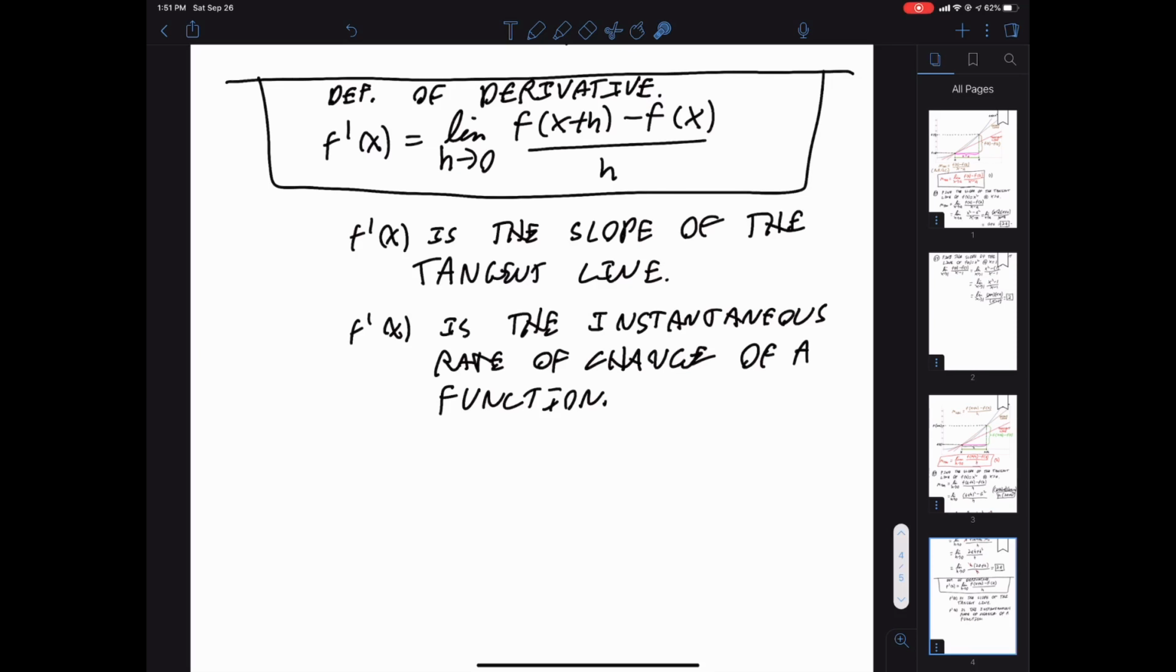What is a derivative? How do you find the derivative? And that's the definition of the derivative. That definition is the limit as h approaches 0 of f of x plus h minus f of x over h. So that is the definition.